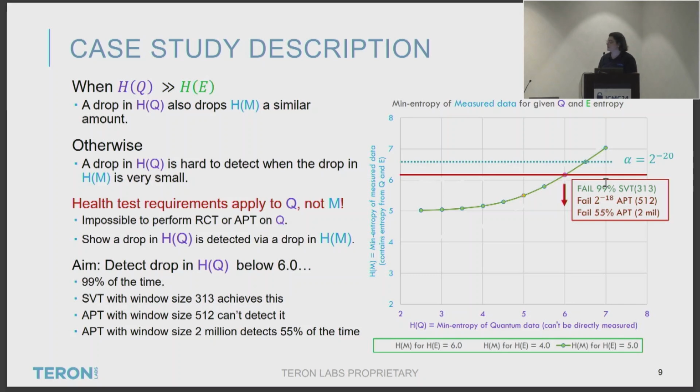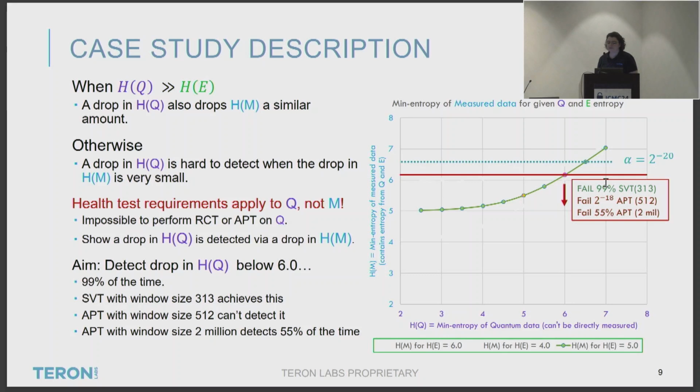For the sample variance test, it turns out if you have a window size of 313 symbols, it will detect this as we wanted 99% of the time. Comparing that to the adaptive proportion test, with a window size of 512, it fails with a probability of 10 to the minus 18, which for all intents and purposes is pretty much 0. So it's pretty hopeless at detecting this. Of course, if you increase the window size, its detection rate will get better.